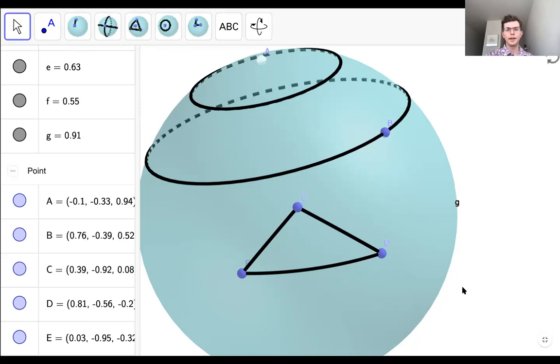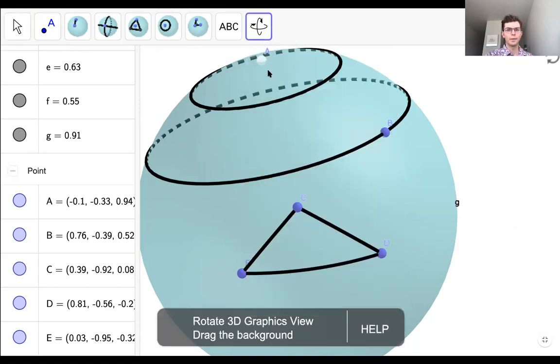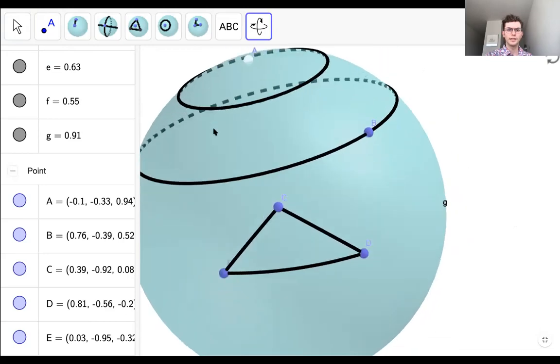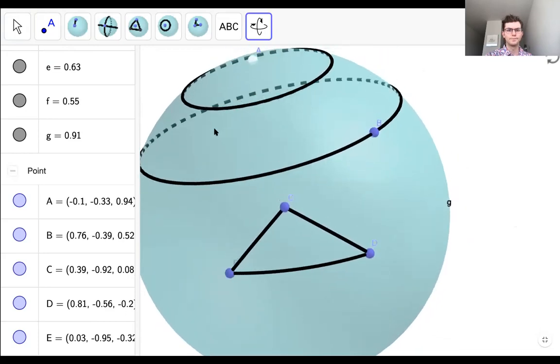Like for example, an interesting feature of this particular case of non-Euclidean geometries is that you can have, let's see.